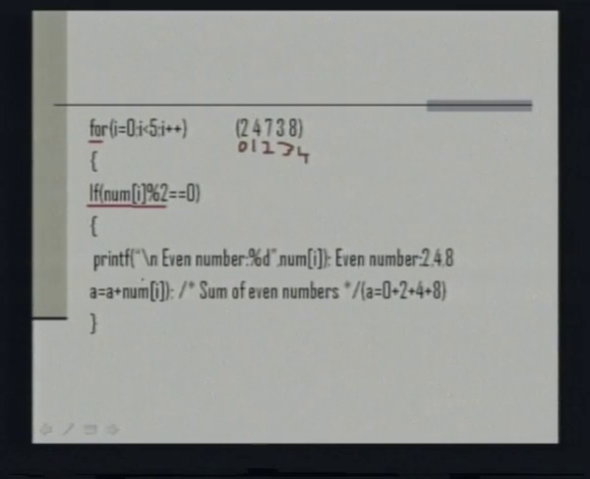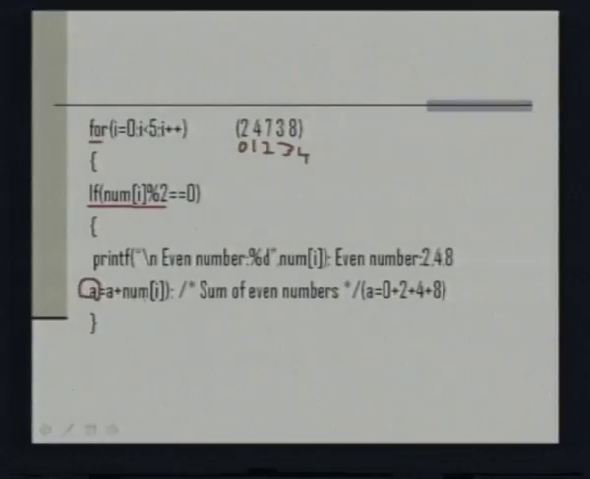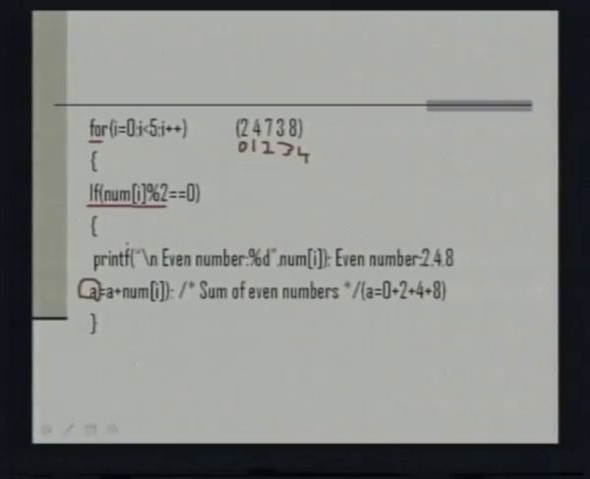So we are going to sum up the even numbers. For that reason only we had declared one variable a, which is used to hold the sum of the values. So printf even number percentage d num of I. It prints this num of I as an even number, 2, and it adds this num of I to a. A was initially 0. So 0 plus 2, now the value of a becomes 2. The if block ends over here. Only when the if condition becomes false do we have to go to the else part. So here the if is already over.